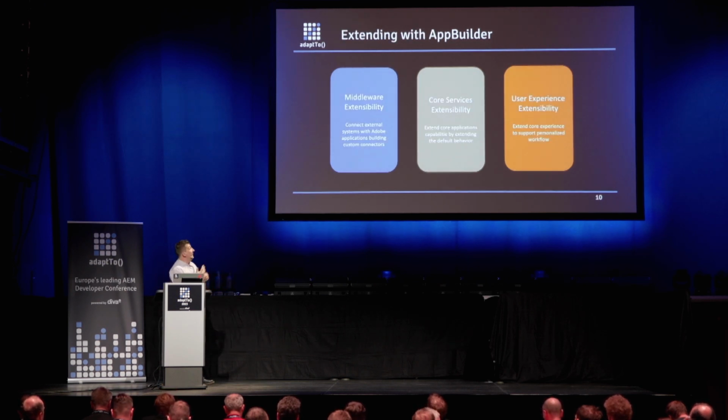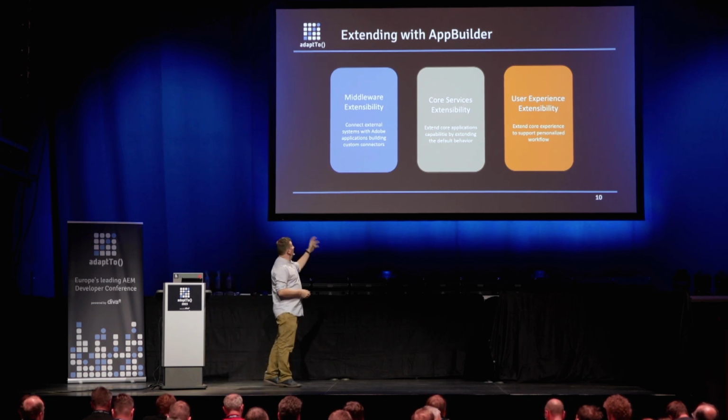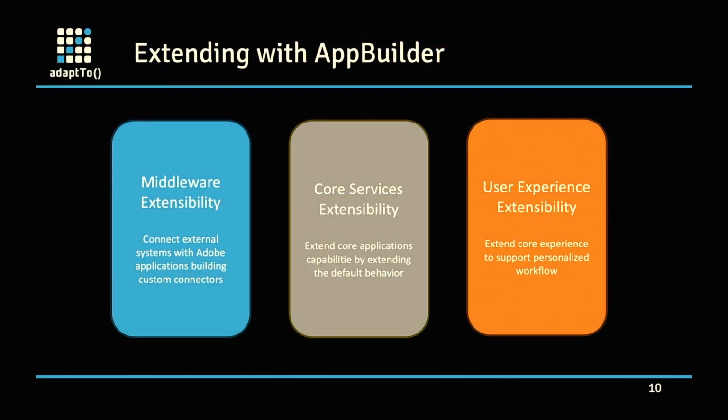OK, so how do you extend an application with AppBuilder? There are three main use cases. The first one is middleware extensibility, so connecting something within the Adobe space to something outside, and you'll do that most of the time through eventing and IO Runtime to have this function to be able to transform or to call in other external services.